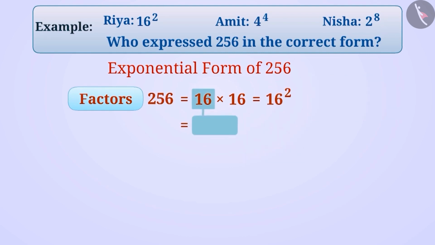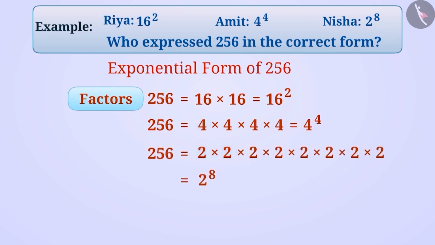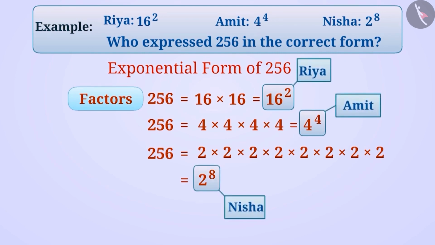If we write 16 as 4 multiplied by 4, then we get 256 is equal to 4 multiplied by 4 multiplied by 4 multiplied by 4, which is 4 raised to the power of 4. It is also an exponential form of 256. Similarly, if we write 4 as 2 multiplied by 2, then we get 256 is equal to 2 raised to the power of 8. It is also an exponential form of 256. That is, we can express 256 in exponential form as 16 raised to the power of 2, 4 raised to the power of 4 or 2 raised to the power of 8. Hence, Ria, Amit and Nisha all three have expressed 256 in correct form.